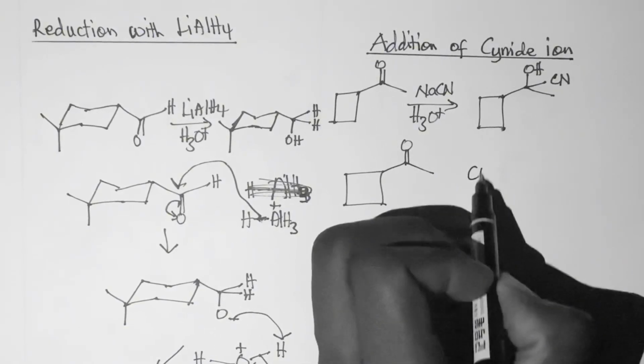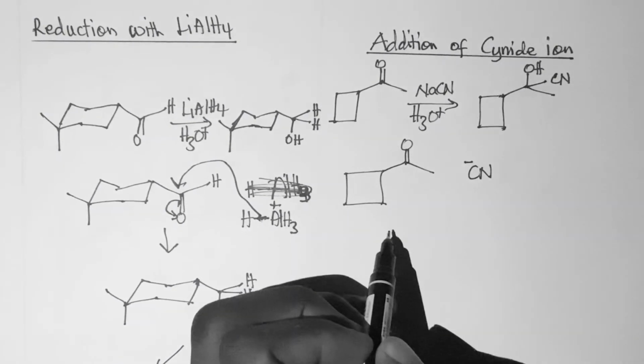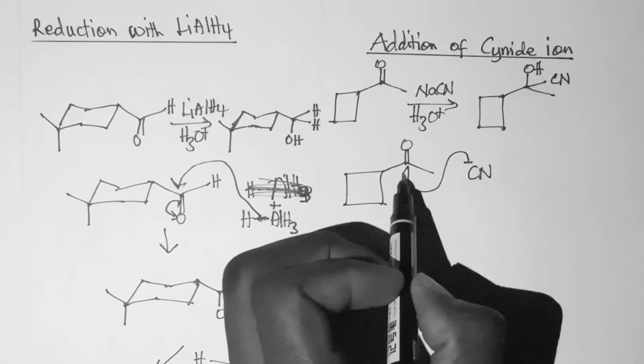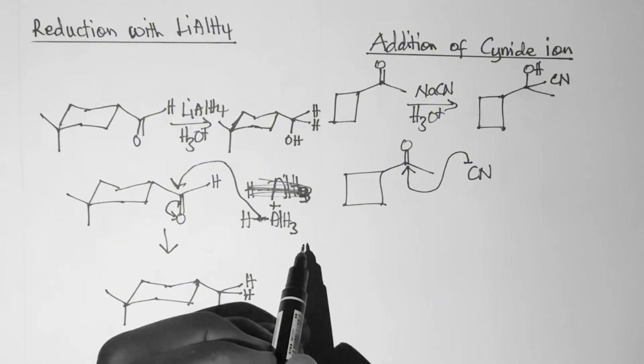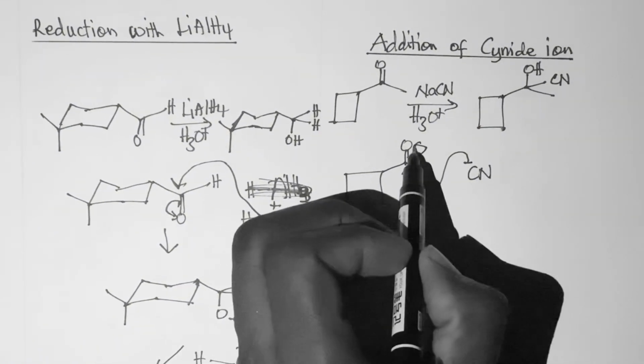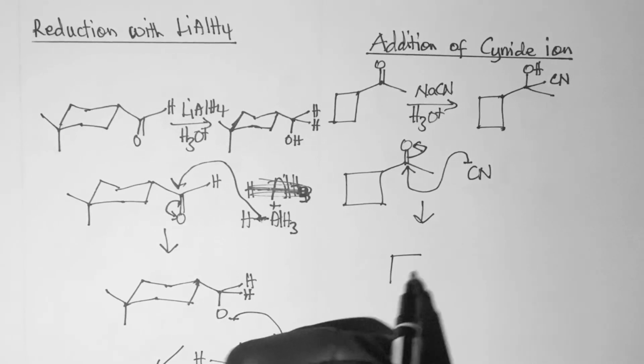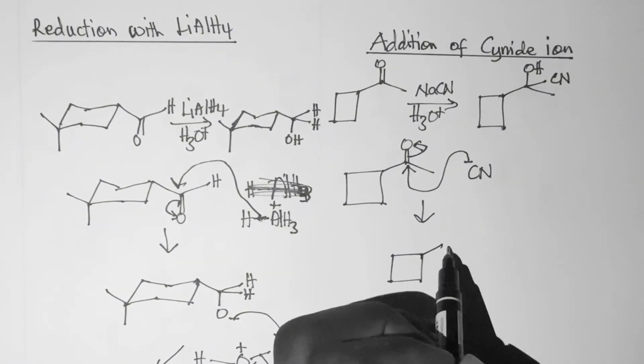So in solution, this is how the cyanide will exist. So the cyanide is the nucleophile. This nucleophile will donate its lone pairs to this carbon, causing these pi bonds to break. So in the intermediate step, we are going to get this intermediate in solution.